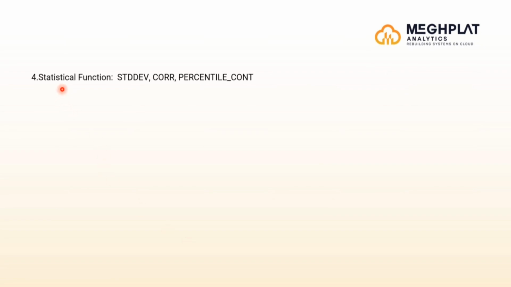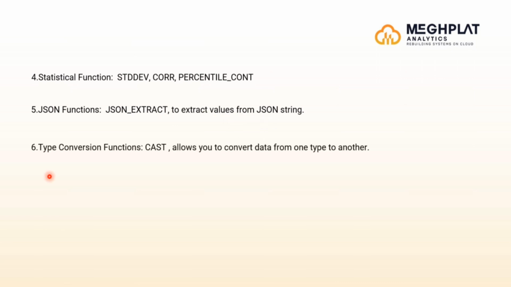The next one is statistical functions. You can see the statistical functions here. The next one is JSON functions, that is JSON extract. This is used to extract values from a JSON string.